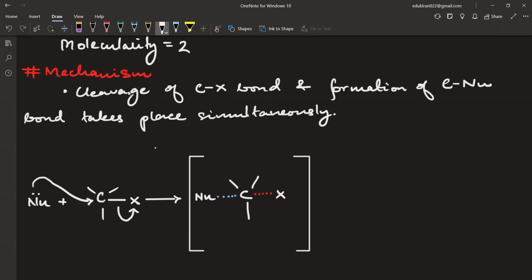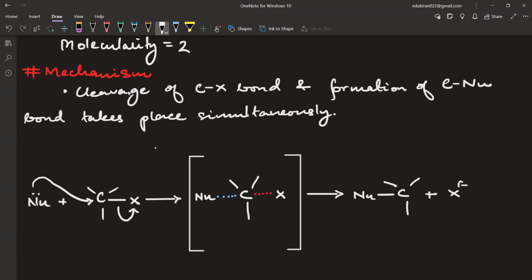So in this step, what is happening? This is known as the transition state. You can say that a transformation is happening here, it is in between. And as a product, what you will get is a nucleophile that is attached on the opposite side to the leaving group, and there will be an X negative. This is known as the transition state.